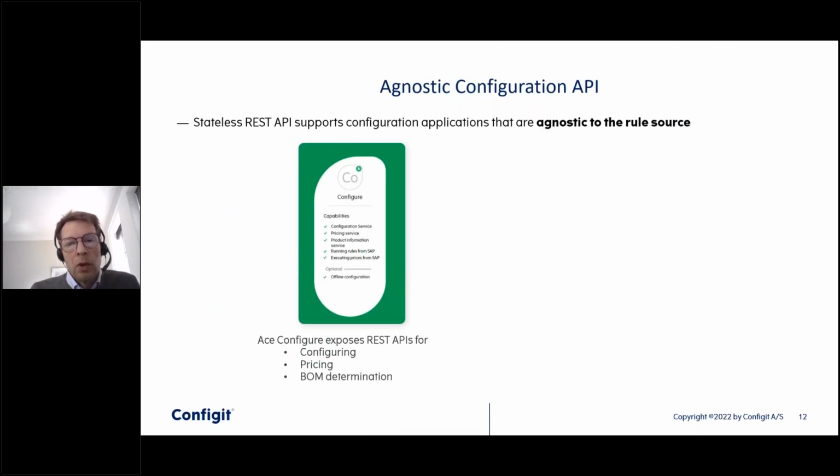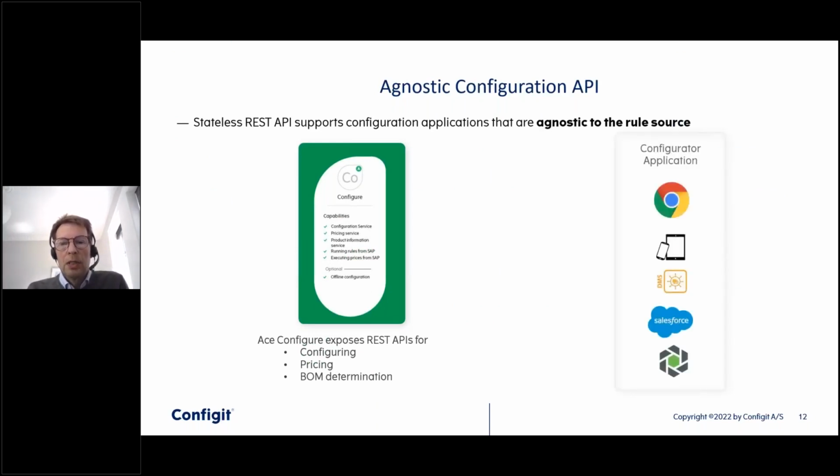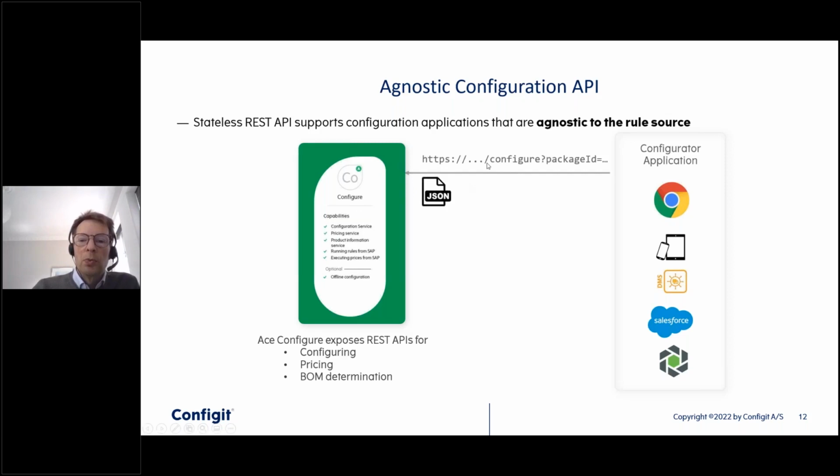So our configuration API is completely agnostic to where the rules come from. And I will show you an example of how this will look in a second. The way this API works is that the configuration application will call our service. It will call with the service that it would like to call, the configure, and with some information about what we call the package, which is basically the data set. And it will then send over a payload as a JSON object.